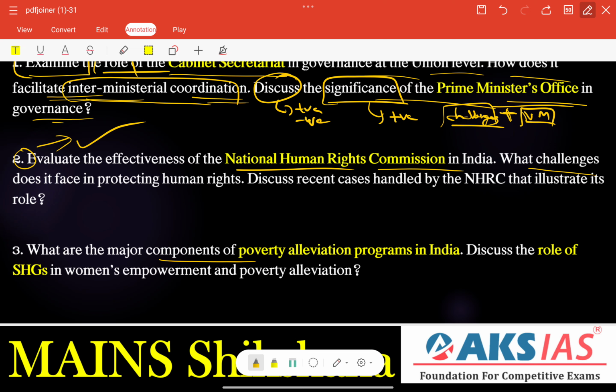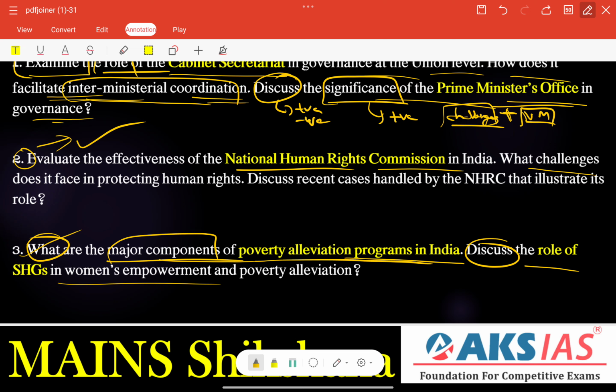So, what are the major components of poverty alleviation programs in India? Discuss the role of SHGs in women's empowerment and poverty alleviation. Here, the first important question tag is what? Next is discuss, right? What are the major components of poverty alleviation programs? Simply we can write whatever poverty alleviation programs we have in India, right?